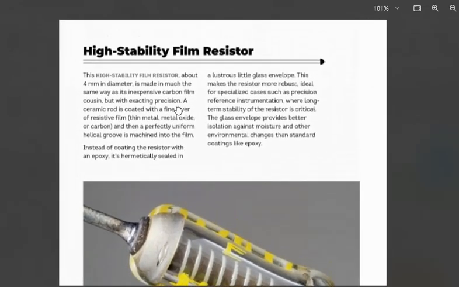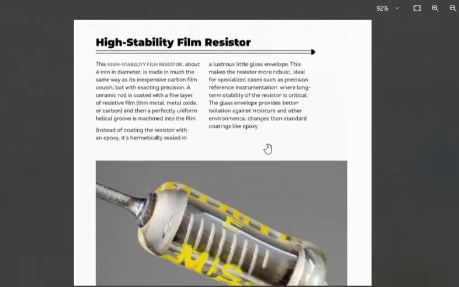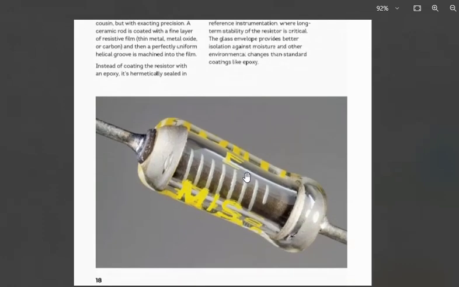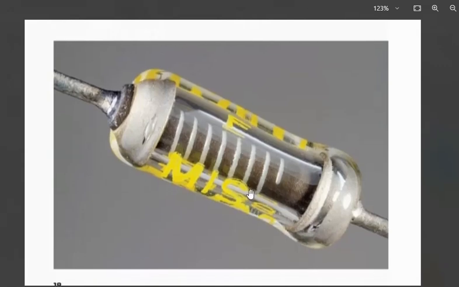So our next component is the high stability film resistor. Let's start with what it does. The high stability film resistor is like a really precise traffic light for electricity. It controls the flow of electricity very carefully, making sure it is always the same. And if I talk about how this works, it's made like a regular resistor but with a special coating and a sealed glass case. This makes it super stable and reliable even when things get hot and cold.